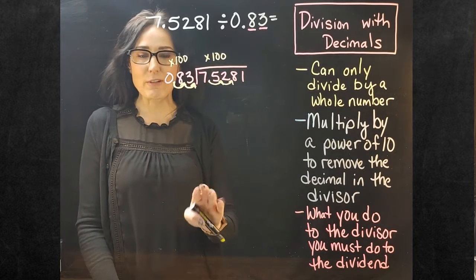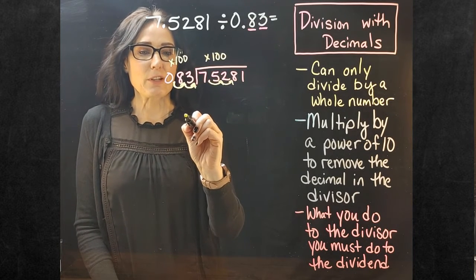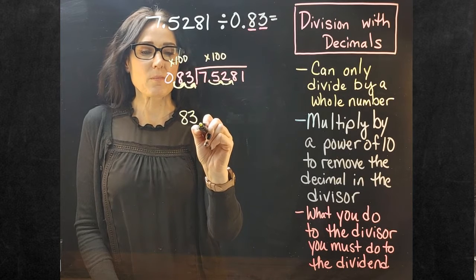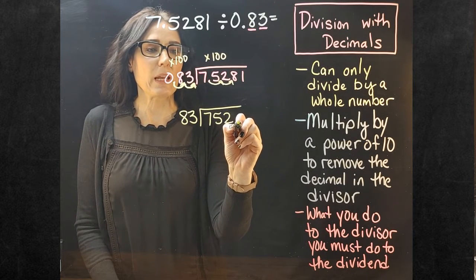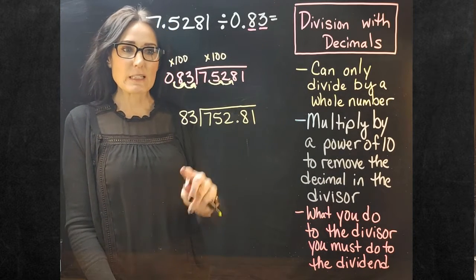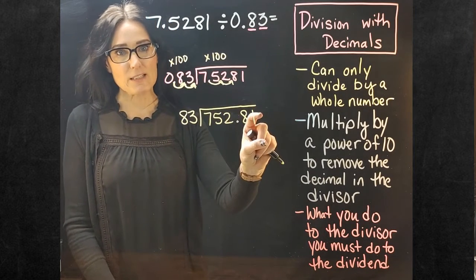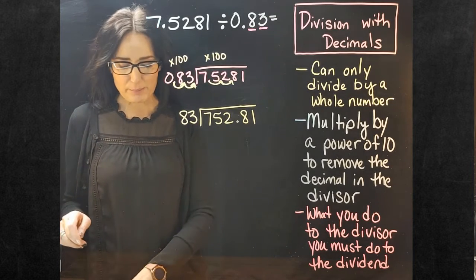So let's go ahead and rewrite this without the decimal in the divisor. We're going to rewrite it as 83 into 752 and 81 hundredths. It's always a good idea to take this number and rewrite it. It's going to really help you keep your work neater and follow it much better.